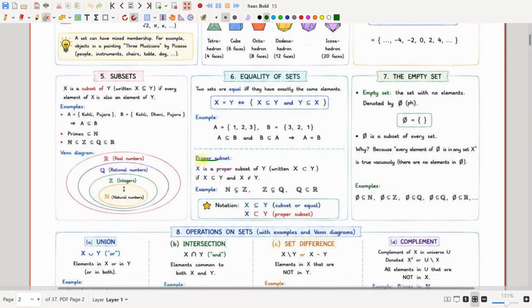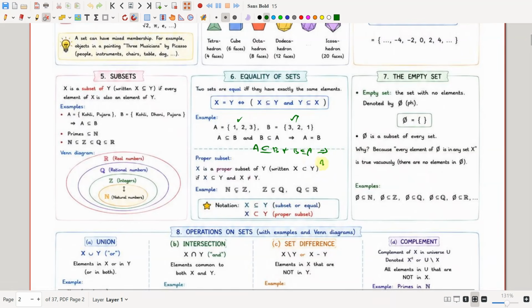Okay, and then proper subset. X is called a proper subset of Y if X is contained in Y but X is not equal to Y. See here, in this one, it was A is contained in B and B is contained in A, which ultimately forces us to write A is equal to B. But for a proper subset, A should be contained in B, but A should not be equal to B.